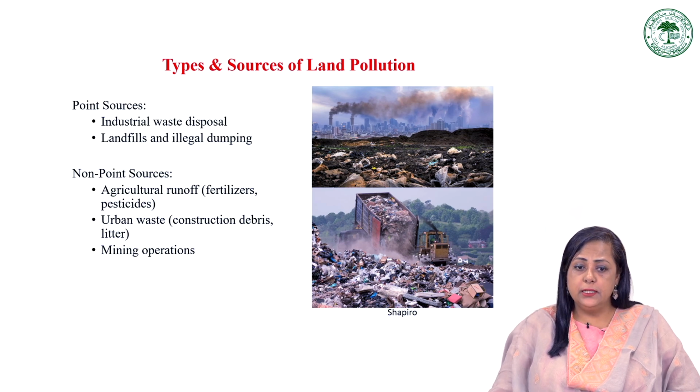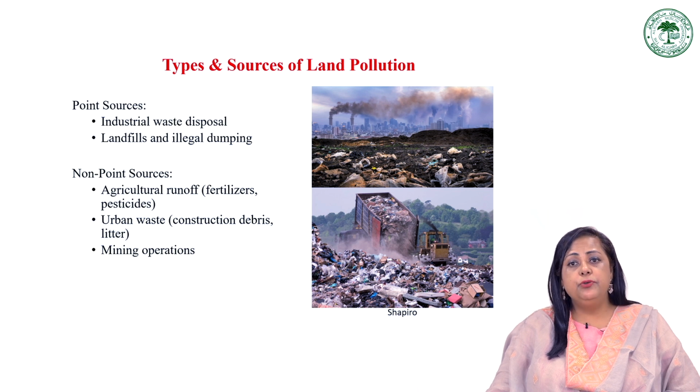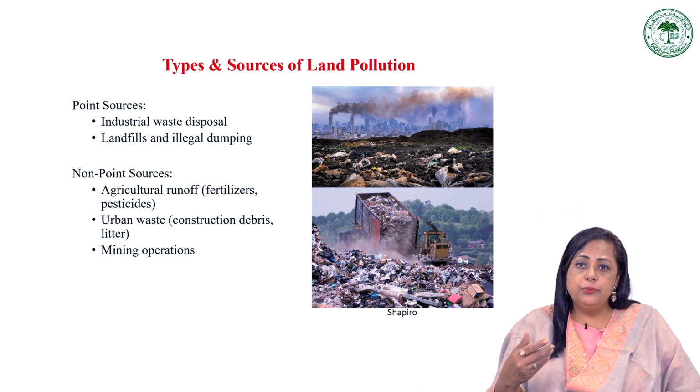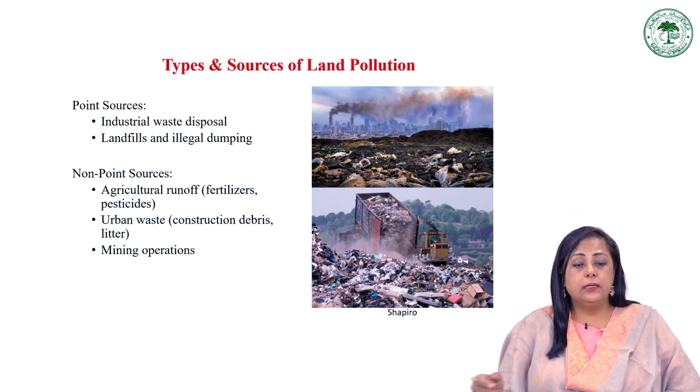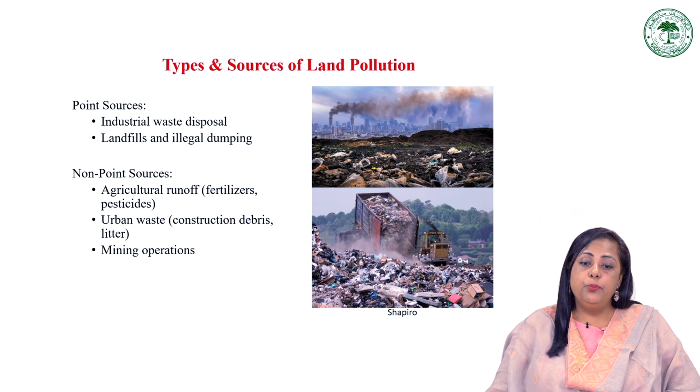Non-point sources are agricultural runoff, fertilizers, and pesticides. We use more and more. There is a recommended quantity for every crop, but the farmers, in a panic, use more and more fertilizers so that they save their crops, and that actually pollutes our land. And when the fertilizers and pesticides seep through the ground, they mix into the groundwater and pollute the water also. So: agricultural runoff, urban waste, construction debris, litter, and mining operations. These are the types of sources: the point sources and the non-point sources.